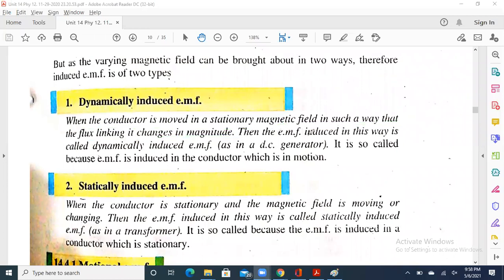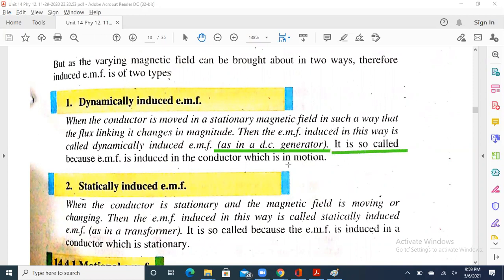So the EMF induced in this way is called the dynamically induced EMF. And as in an AC generator, the AC generator uses the concept of the dynamically induced EMF. You must memorize this example.